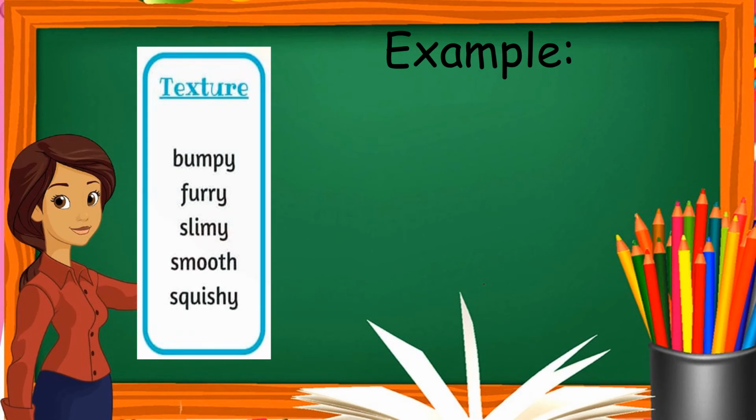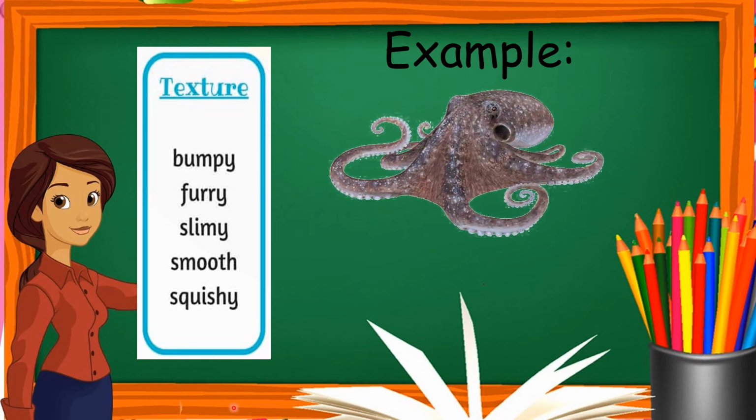Texture. Bumpy, fiery, slimy, smooth, and squeezy. Okay, here's an example. Do you know what this is? Kugita. What is kugita in English? Okay, octopus. This is an octopus because it has 8 tentacles here. One, two, three, four, five. The other one is the other side. That is an octopus. It has 8 tentacles. Okay, what can you say about the octopus?